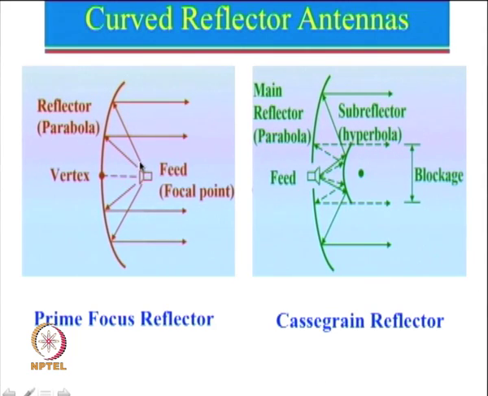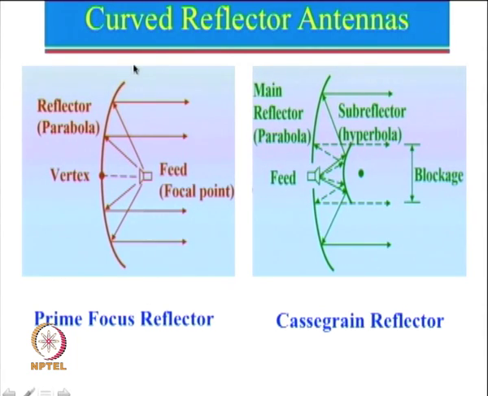Now, there are two most important types of curved reflector antenna. We will also talk about little variations also in time to come. So, one of the important ones is a prime focus reflector. So, let us start with what it is. So, this is a parabolic shape reflector.